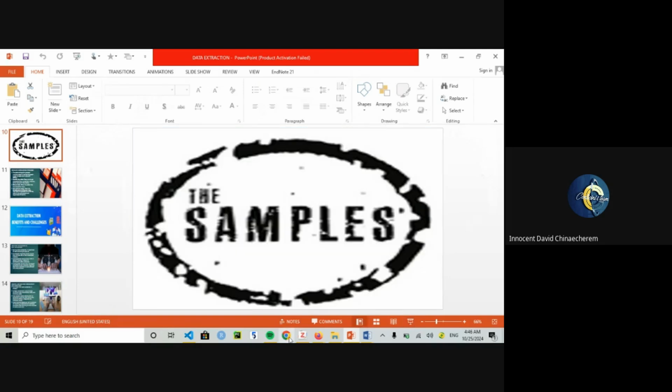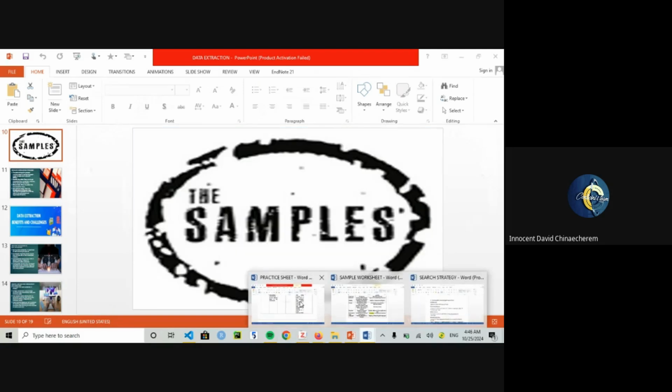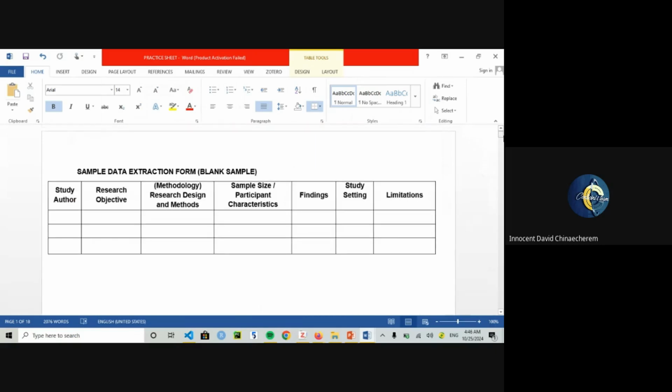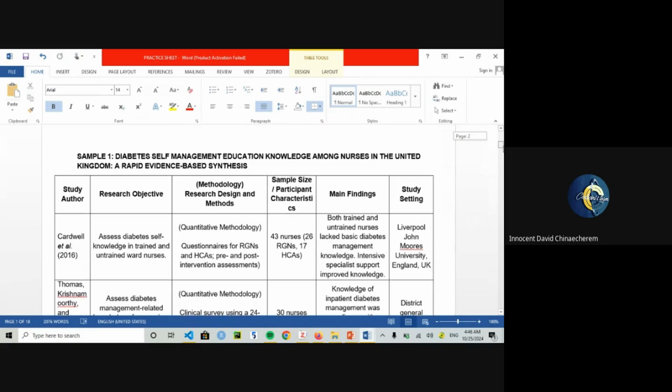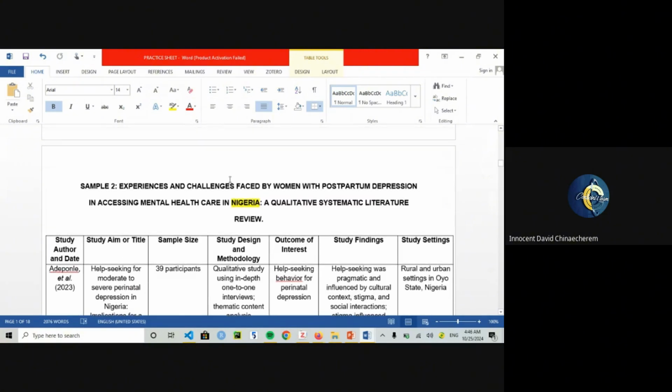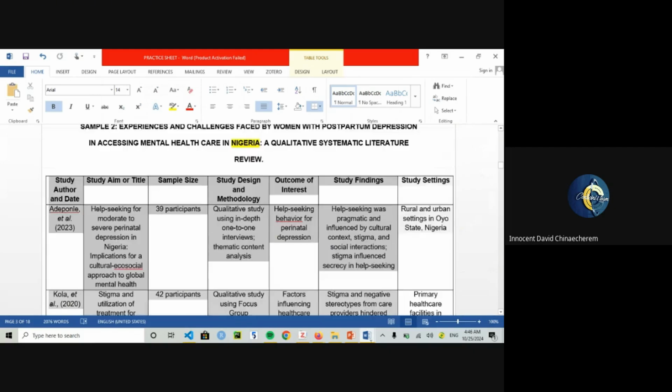Then I went ahead to show a detailed example of what the data extraction form could look like. I showed some example research questions, such as diabetes self-management education knowledge among nurses in the United Kingdom, and I showed some domains. I also showed another data extraction form about experiences and challenges faced by women with postpartum depression in accessing mental health care in Nigeria. I showed some of the information that was extracted from this particular sample.